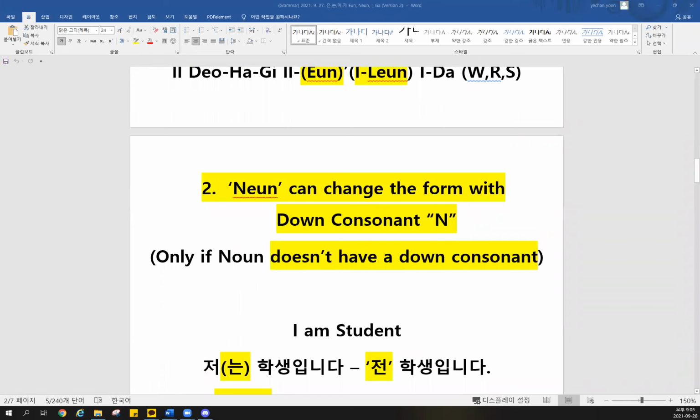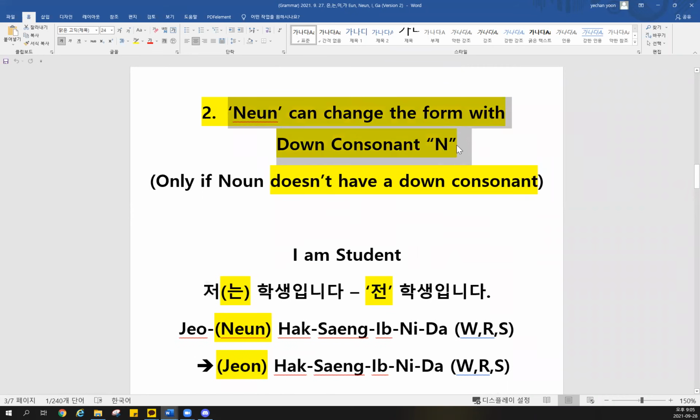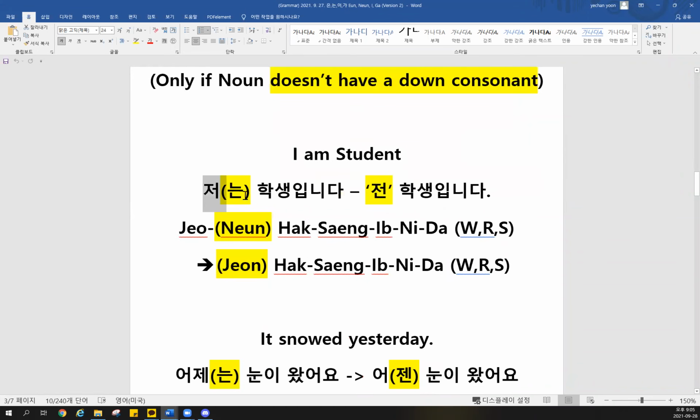는 can be changed in form, only if the noun doesn't have any down consonant. I'm gonna explain what it is. So let's say: I am a student. You can say 저는 학생입니다. Student is 학생. So 저는 학생입니다. As you can see here, there's no down consonant. So 저는 can become 전. 전 학생입니다. You can use this form, okay?